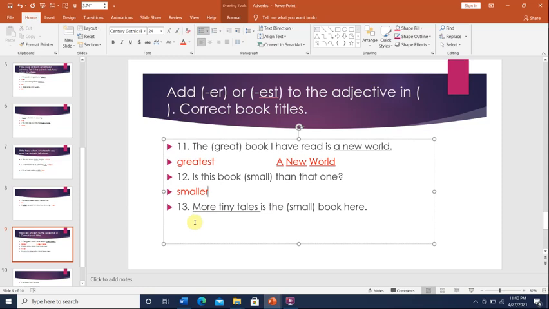More Tiny Tales is the small book here. So we have to write the book title correctly. What will we do? We will capitalize the first word. Okay, that's already done. And capitalize the important words. So this is how we write the book title. More Tiny Tales is the small book here. So we are talking about all the books, and this is the smallest book here. So More Tiny Tales is the smallest book here. We don't have to underline. Okay, number 14.